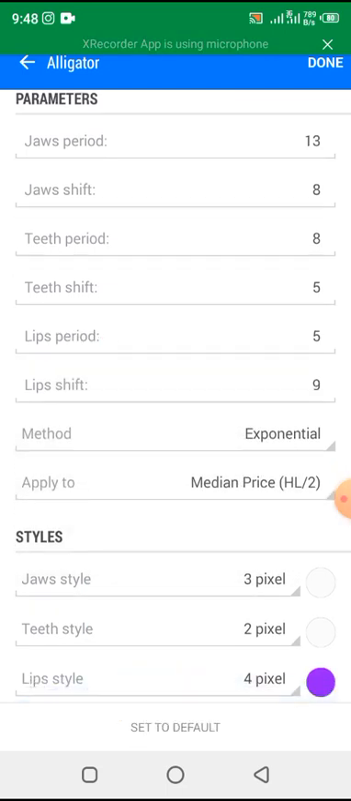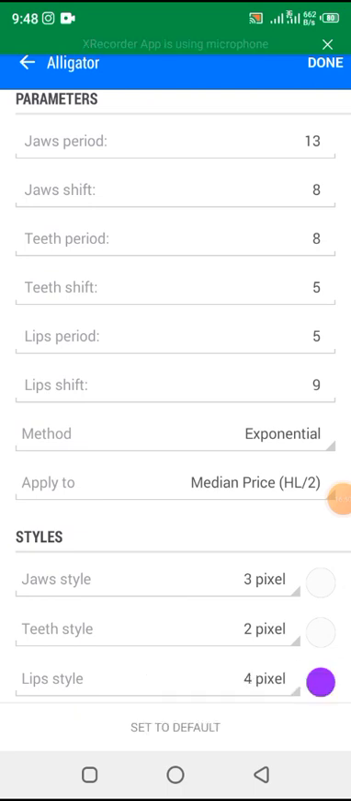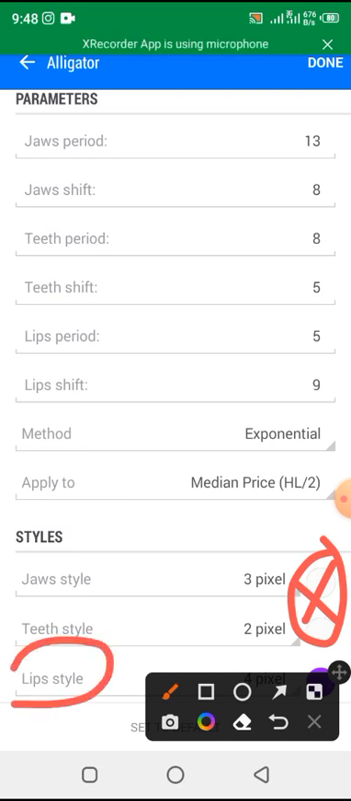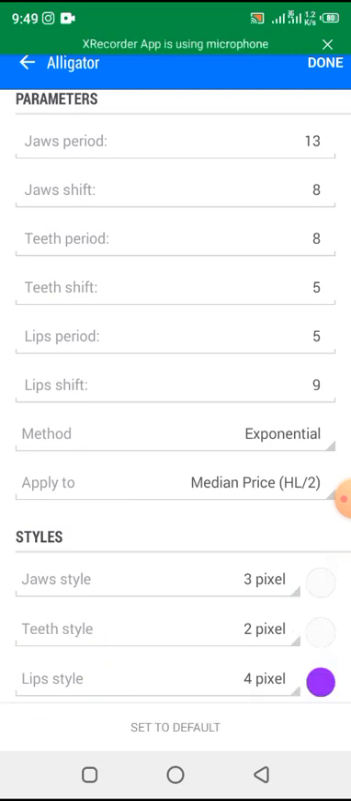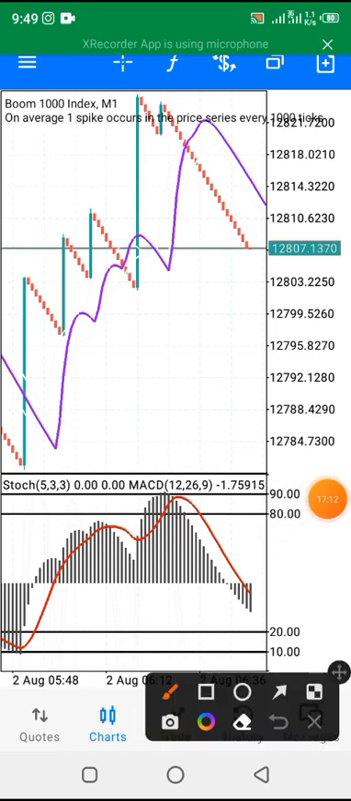Also, in the alligator, this is the lip style. You can see this lip style, the purple one. This is the only color that we want to see. The other ones, we don't want to see them. Put them at the color of your background. The lip style is what you want to see. Put it at any color of your choice and 4 pixel, and you're done. This is now the alligator from the main chart. Let me just show you quickly. This purple line is the alligator.